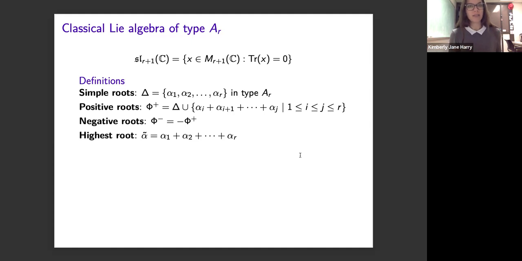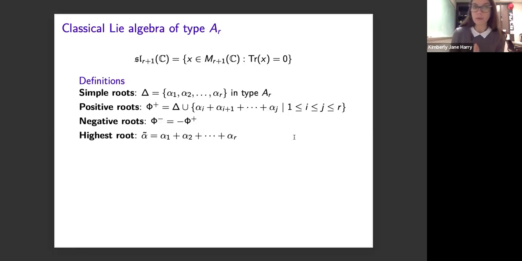Then we have my positive roots, which are my simple roots, plus sums of alphas that are consecutive. So notice I have an alpha sub i plus an alpha sub i plus 1, all the way up to alpha sub j, and this can range between 1 and r.